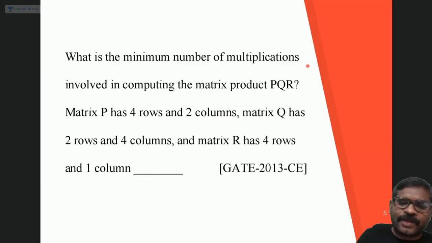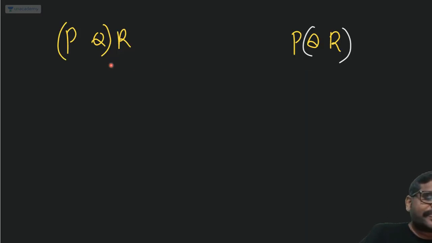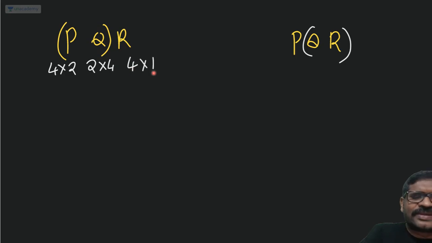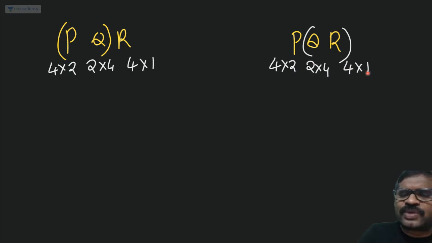Okay? Now, sir, what is P? P is 4 cross 2. Q is 2 cross 4. R is 4 cross 1. 4 cross 2, 2 cross 4, 4 cross 1.